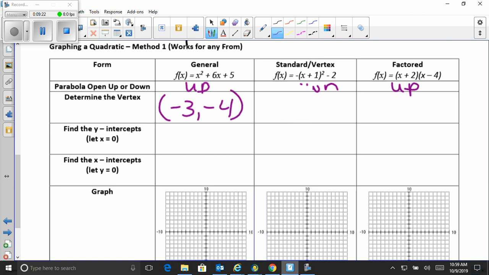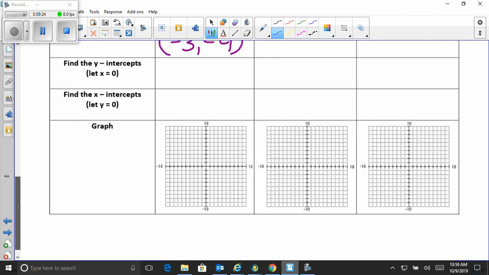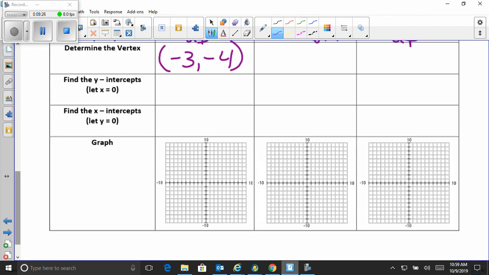Then we need to find our y-intercepts. Because we're going to be able to plot our vertex, -3, then down 1, 2, 3, 4, right there. Did I have it right on there? Right there. Okay.